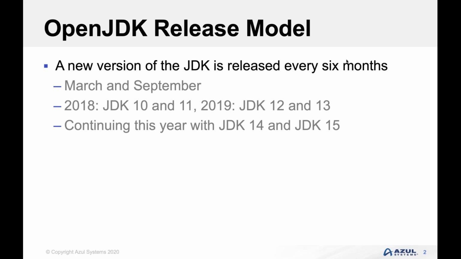In the past, we've been used to a number of years between releases of the Java platform. So it could be 2, 3, even 4 years between major releases. Oracle said that going forward they wanted to switch so that we would have a release every 6 months. So every March, every September, we would get a new version of the JDK. We've seen that this has worked very well so far. If we look at 2018, we got JDK 10 and JDK 11. Then last year, we got JDK 12 and JDK 13. Already this year, we've had JDK 14, and the work on JDK 15 is very advanced, so in a couple of months that will be released.